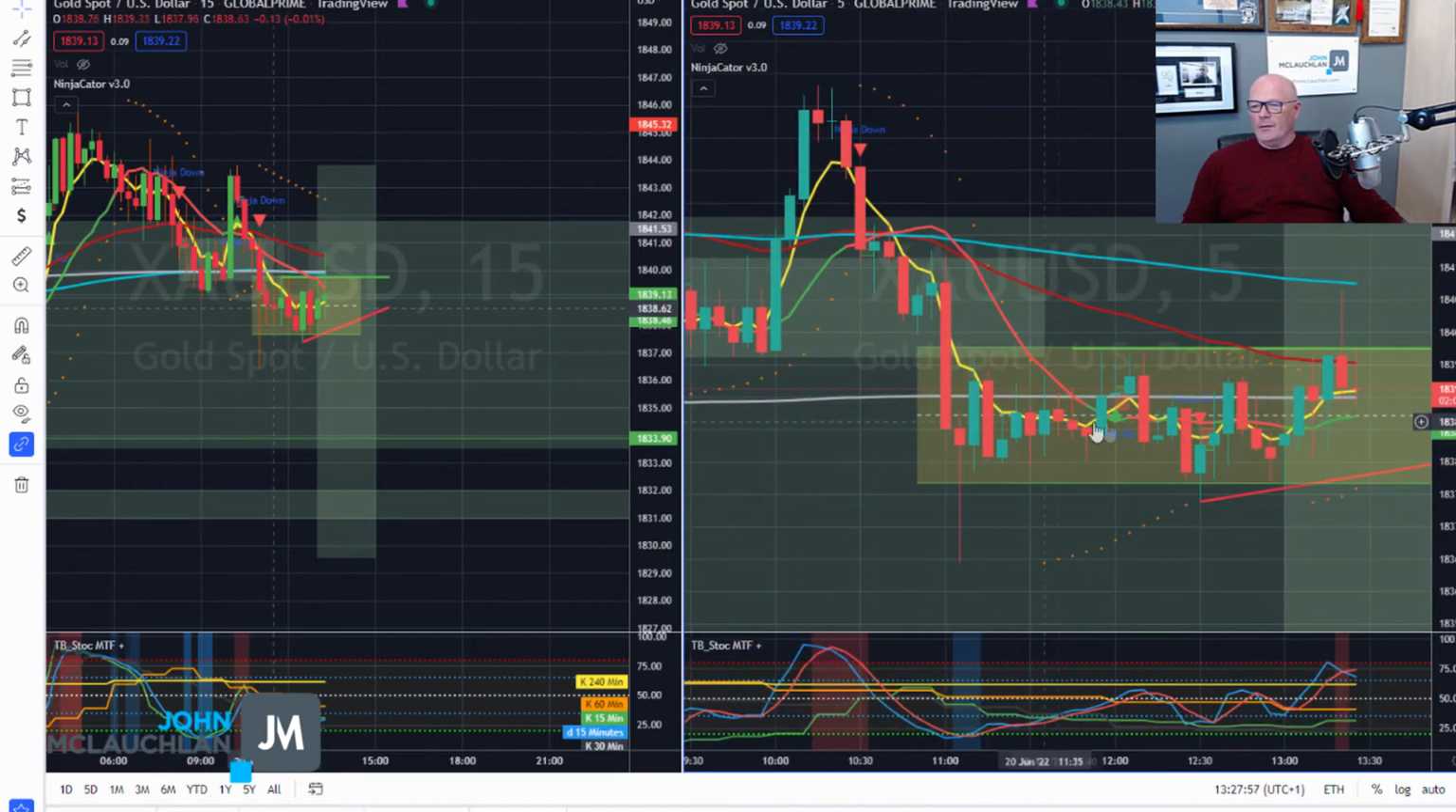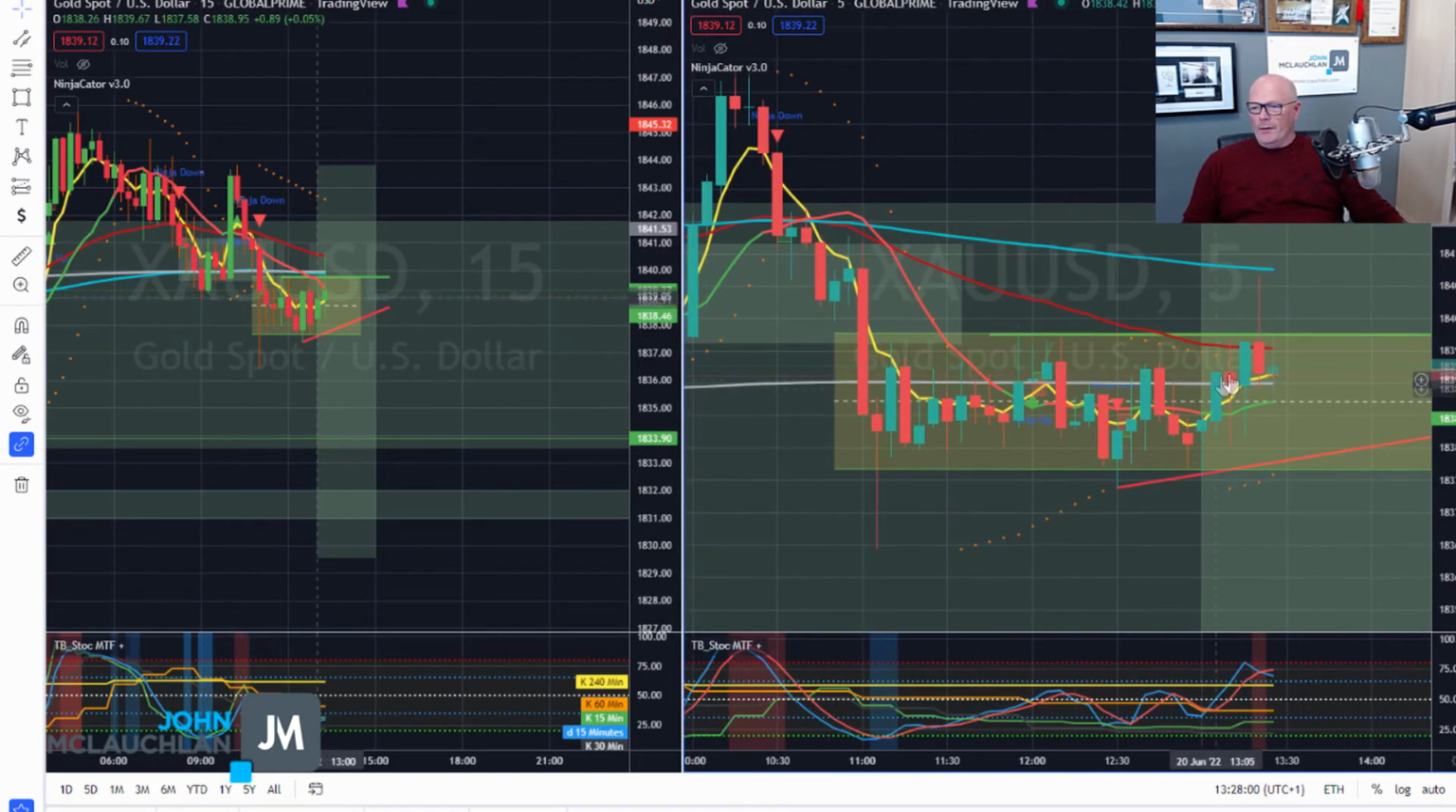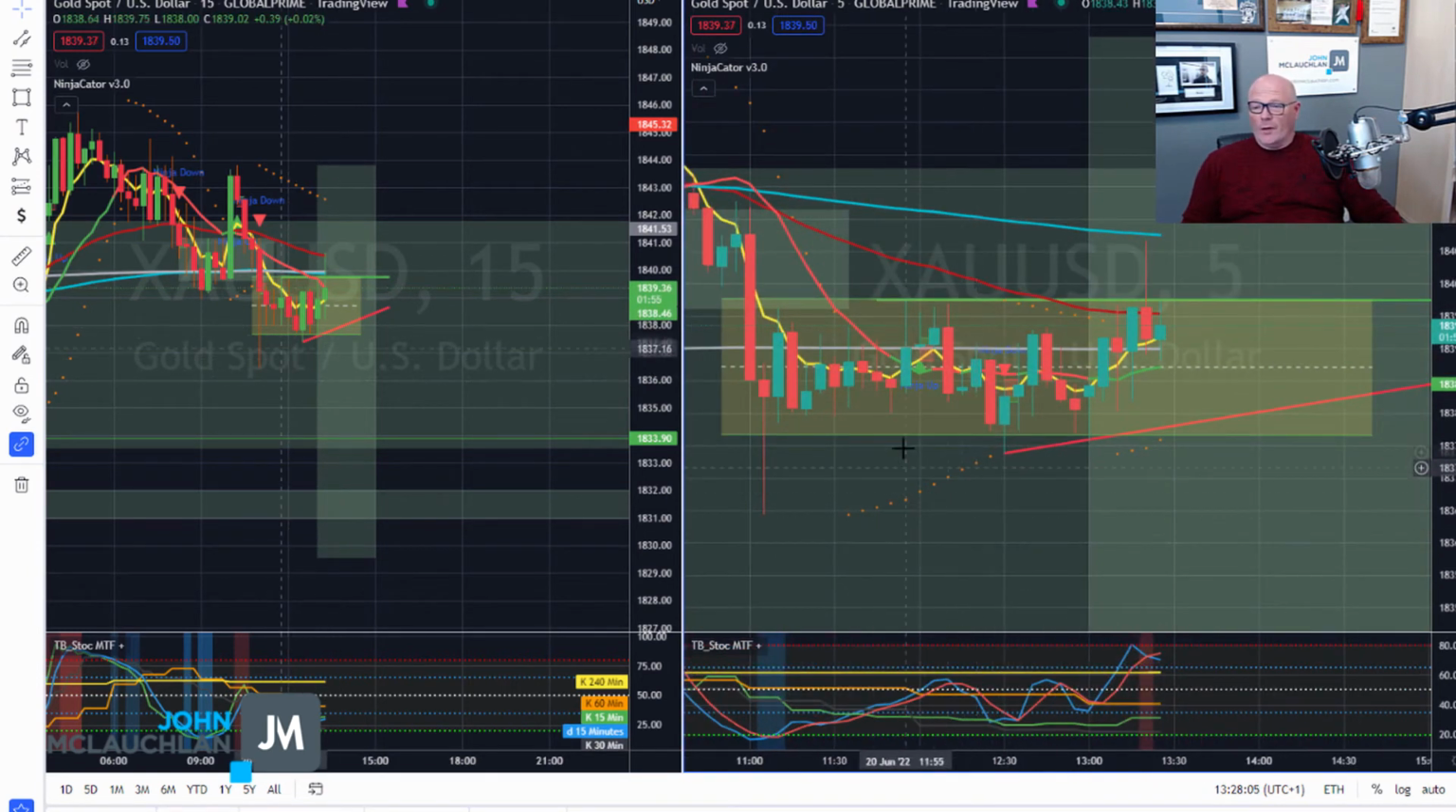And then here we've got another area of consolidation. So are we going to see another push in one direction or another? And usually you do, you just don't know when.